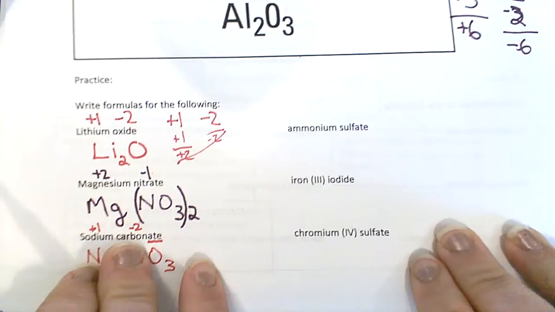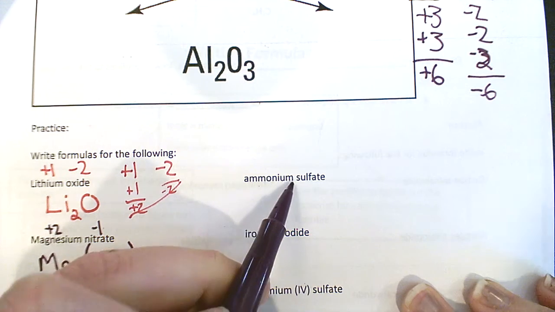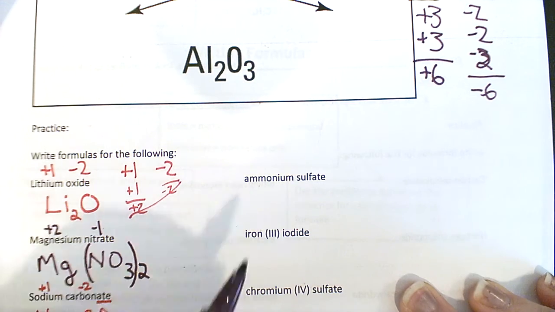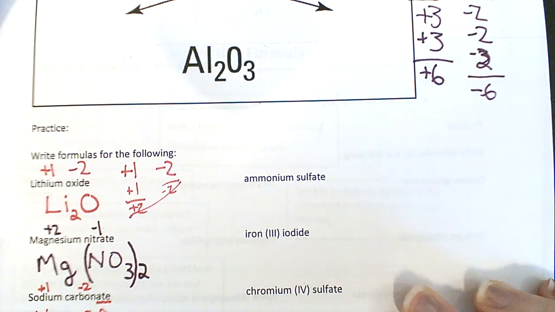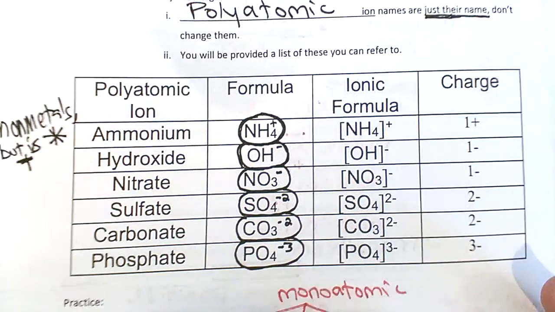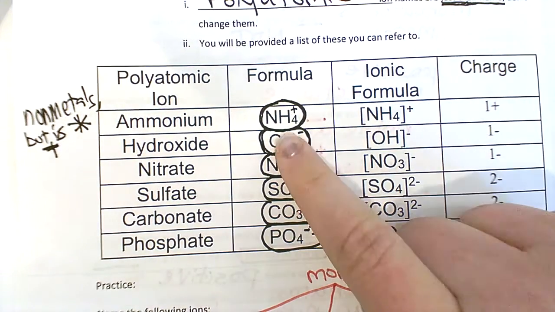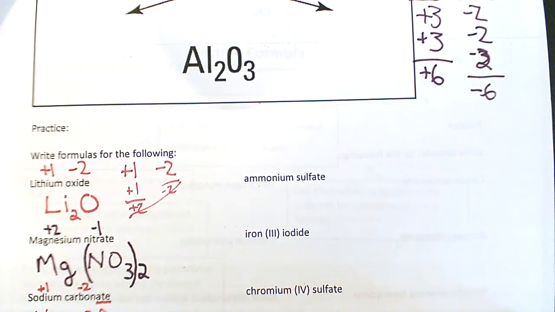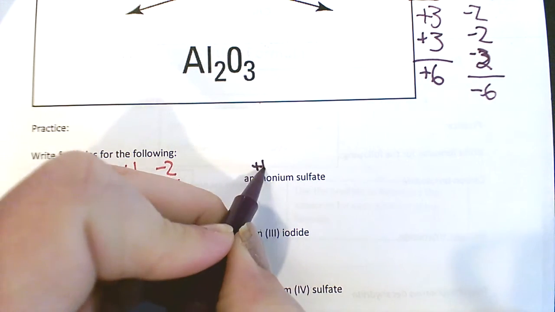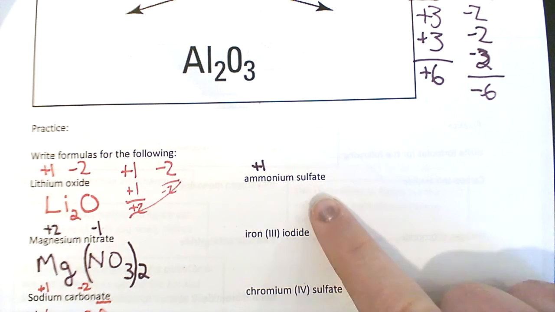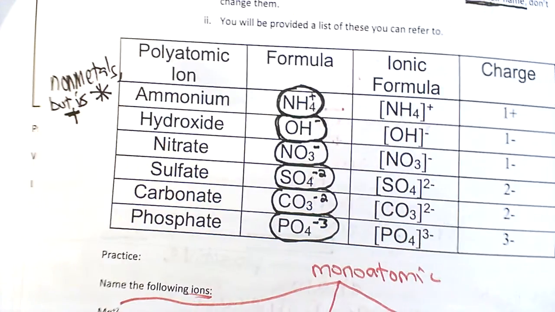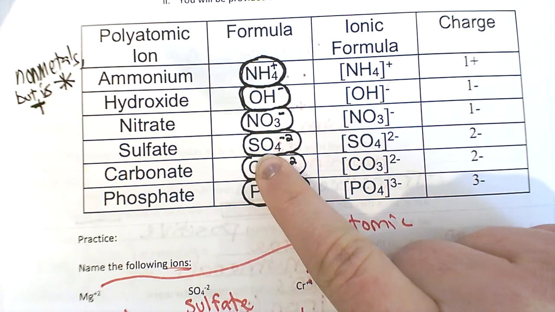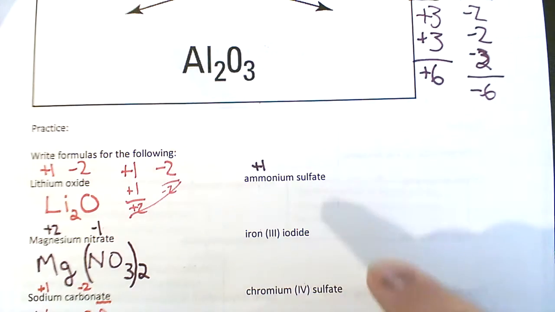Okay, we have ammonium sulfate. This is not an element. You're like, I've never heard of the element ammonium. That's our one kind of weird one. Okay, it's NH4 with a positive 1 charge. So I'm just going to put +1 here. And sulfate, that ATE is another kind of clue, is SO4 with a -2.